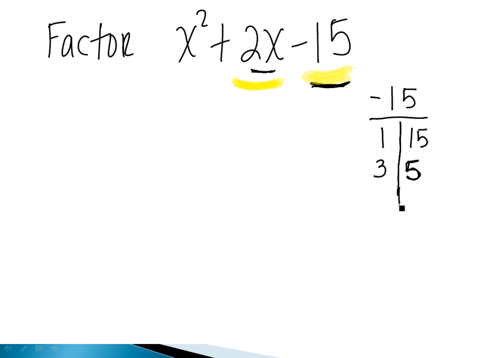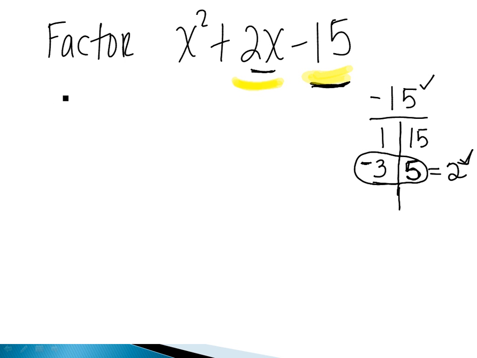But notice that if we keep the 5 positive but make the 3 negative, now when we add these together we get the positive 2 that we need. So it must work both ways. You must be able to multiply these two numbers together to get negative 15, but at the same time add the two numbers together to get the middle term. It has to work both ways.